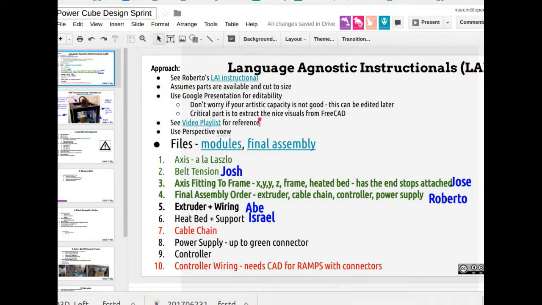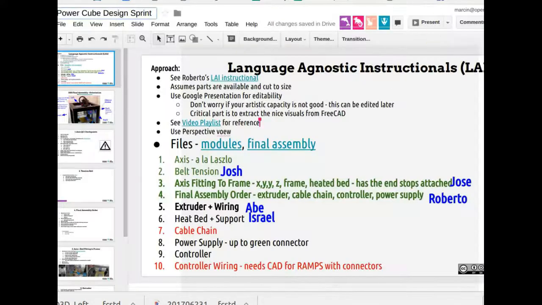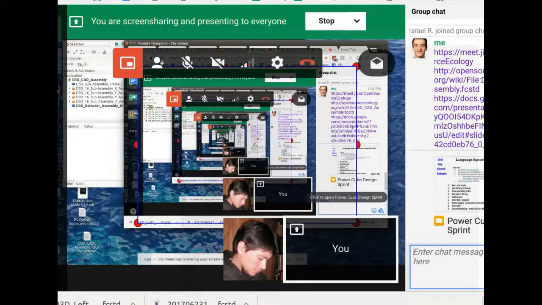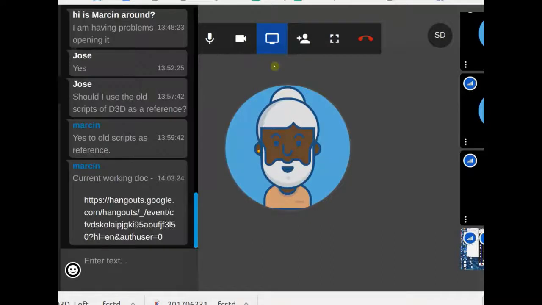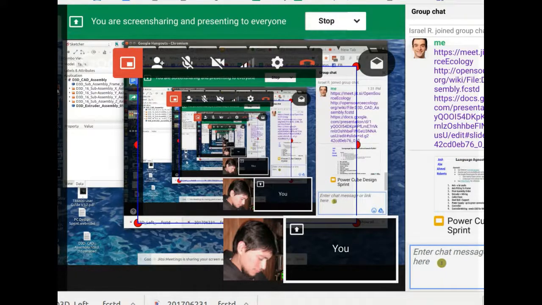Did I mess up the other working document? But yeah, you see the document? Where do you place it? In the chat box. I just pasted it in the chat box. I don't see any links by you. Are you on Jitsi or chat? Both. Yeah, I don't see anything. You don't see it on Google Hangouts? Let me check Jitsi.